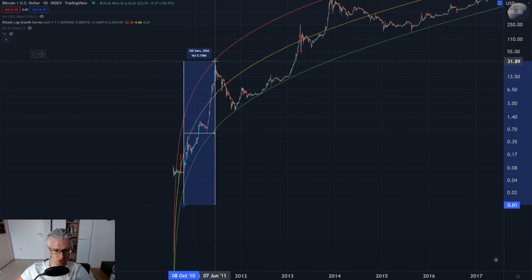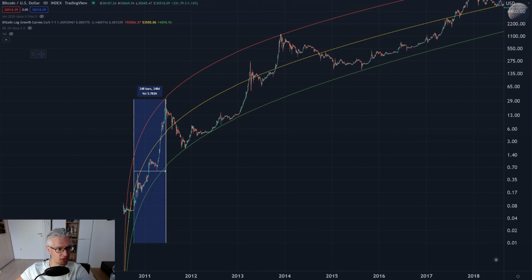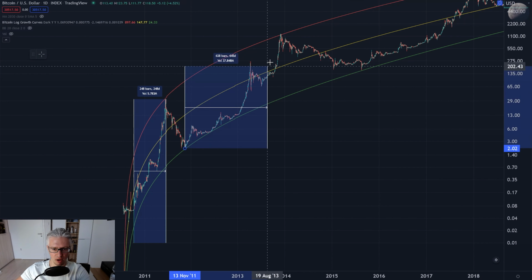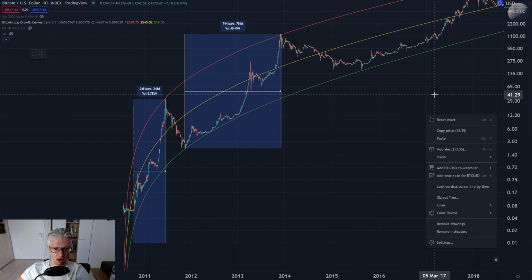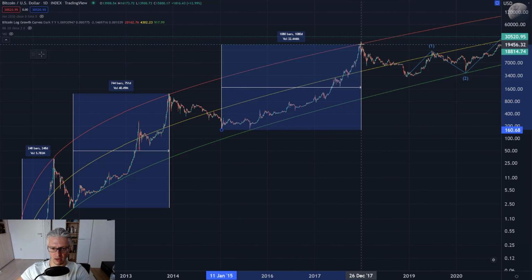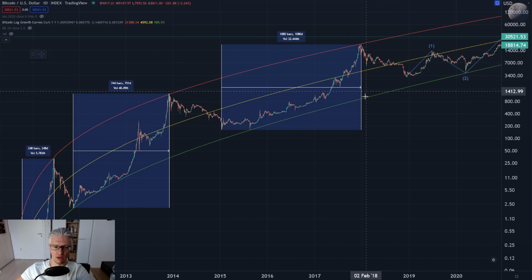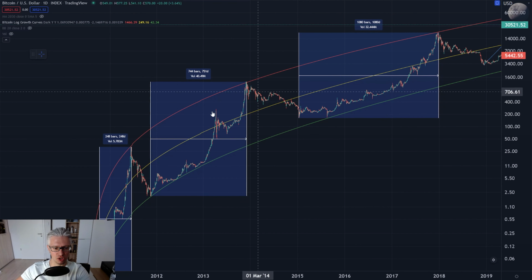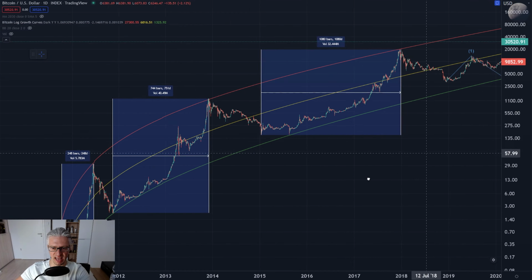If we take this low and go to the peak, 248 days. If we go from this very low to the peak, it's already 751 days. And if we go from this low or this low to this peak, it's already 1080 days. So we can see the cycles are getting extremely longer: 248, 751, 1080 days.